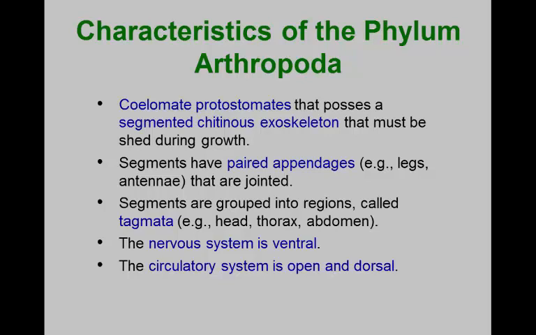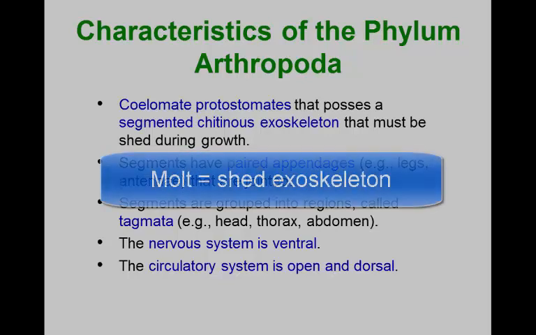So if I've got this shell on the outside of my body that can't be expanded, how can I grow? I can't. Once I fill that chitinous exoskeleton, I have to make a new one that's bigger. And I have to get rid of the old one. I have to shed it or molt it. And so generally, one of the major features of the arthropods is that they have this segmented chitinous exoskeleton that has to be shed or molted on a regular basis in order for the animal to get bigger.